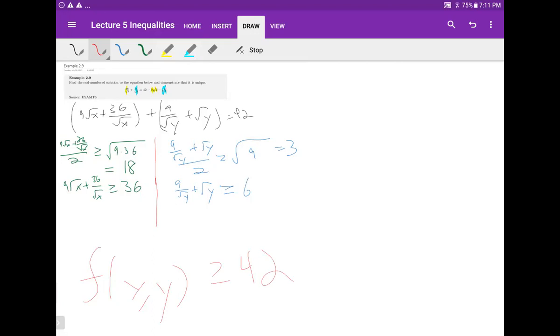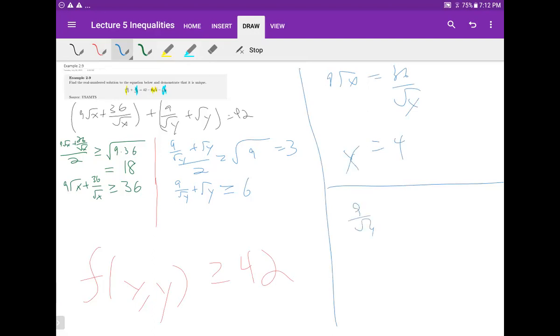Because 9 over root x plus 36 over root x, remember what we said about AMGM, right? The equality condition is when the two numbers are equal to each other. So to find x, we would simply set 9 over root x equal to 36 over root x, and then we get x equals 4. Similarly, 9 over root y is equal to root y, and we get that y equals 9, right? So this is the only solution to this problem because everything else would be strictly greater than 42. And here, what I did was I paired the numbers together.